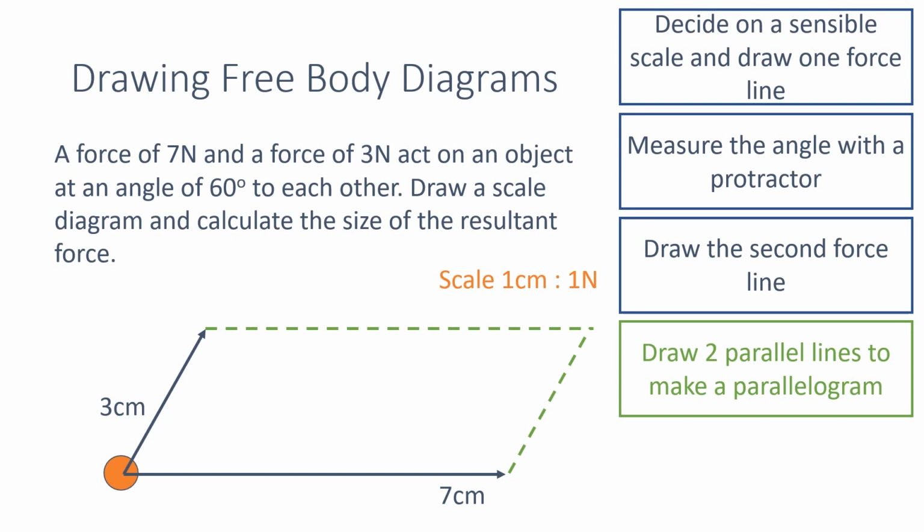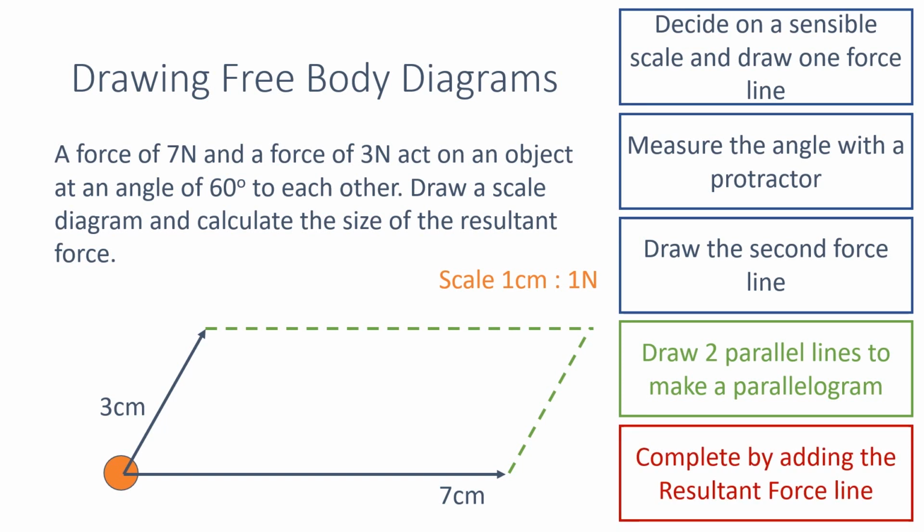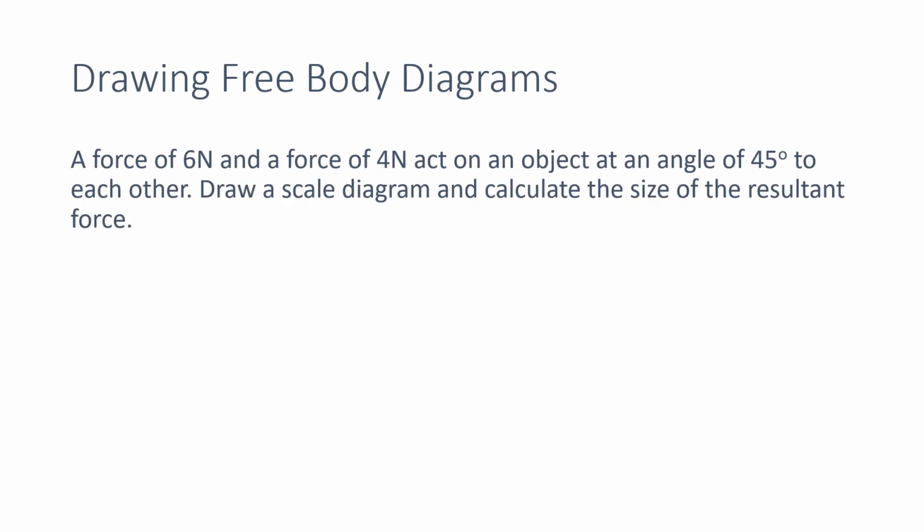Finally, I can draw my force line. My resultant force will always be from the origin of the 2 forces, where the orange dot is, to the opposing corner. Finally, to calculate the size of the resultant force, I need to measure the length of the line. Let's have a look at this in another example.